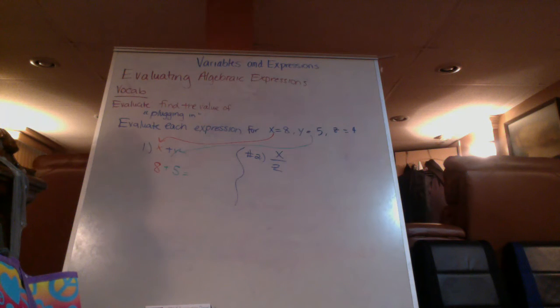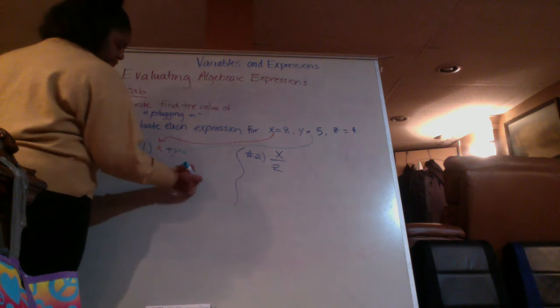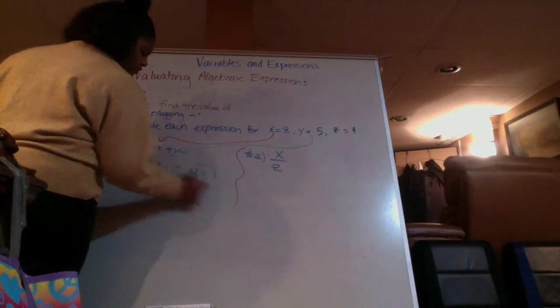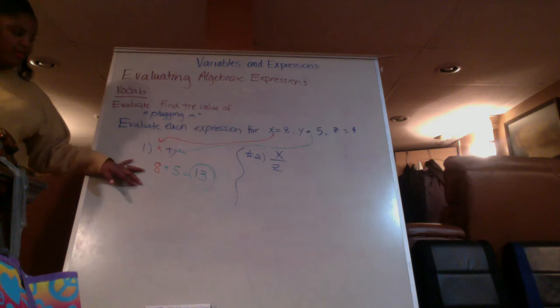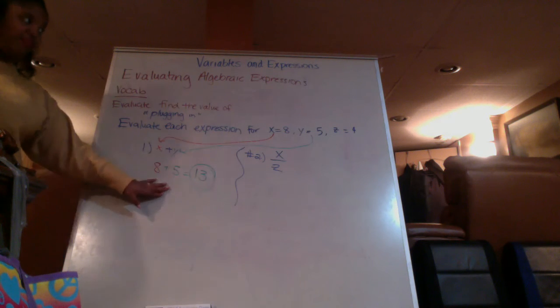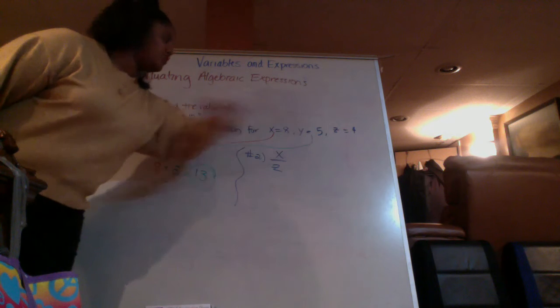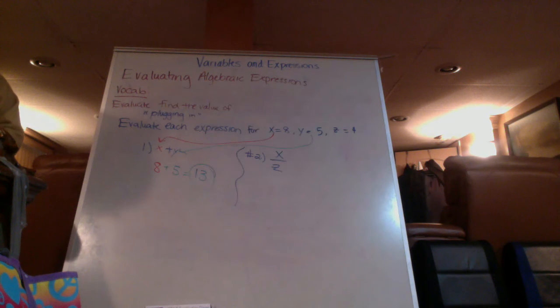So there's that, and it wants you to find the value, which means they want to figure out what it equals. 8 plus 5 equals 13. So in this case, x plus y is the same thing as saying 8 plus 5, because x equals 8 and y equals 5, and then that gives you 13.